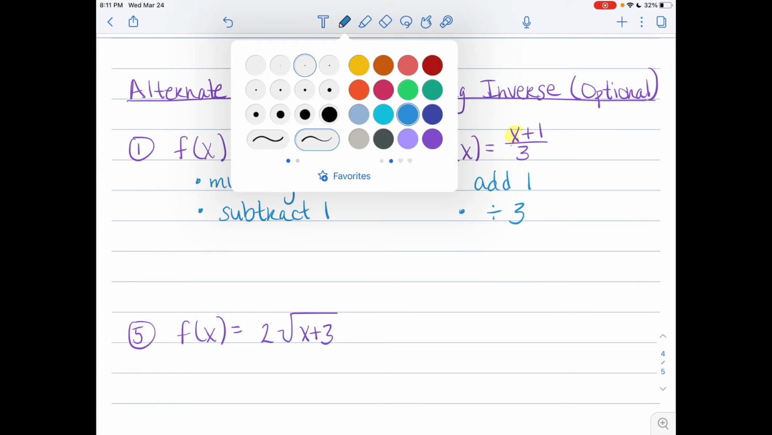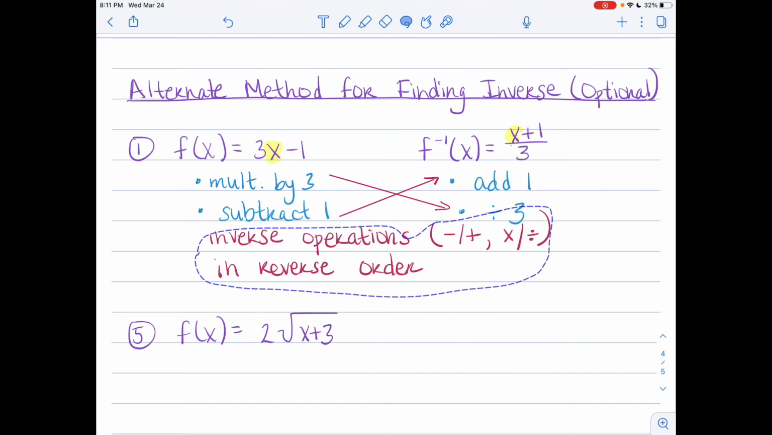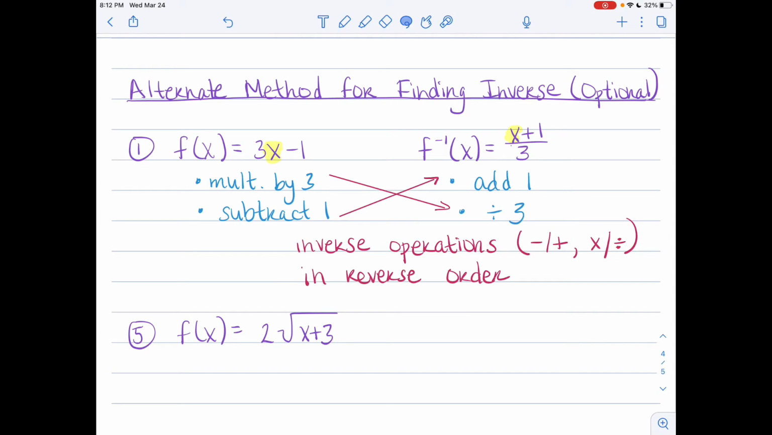Notice something here. My original function was multiplied by 3 to start, and in my inverse function I have a divide by 3 step, but it's the last step instead of the first step. In the original function, the last thing that I did was subtract 1. In my inverse function, the first thing that I did was add 1. So we used inverse operations, multiplying versus dividing, subtracting versus adding. And in order to do the inverse, we did those operations in reverse order. So our inverse operations, adding and subtracting, multiplying and dividing, were done in reverse order.